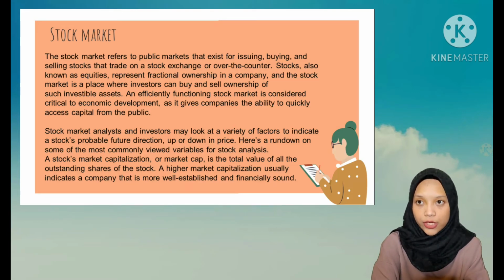The number 3 is about stock market. Stock market refers to a public market that exists for issuing, buying, and selling stock that trade on a stock exchange or over the counter. Stock, also known as equities, represent fractional ownership in a company, and the stock market is a place where investors can buy and sell ownership of such investable assets. An efficiently functioning stock market is considered critical to economic development.